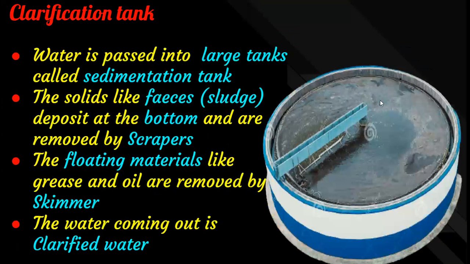The next step is clarification. This step is done by clarification tank or sedimentation tank. After the grit chamber, the water is now allowed to pass into a large tank called sedimentation tank or clarification tank. This helps in settle down of solid organic waste like feces, which sink slowly to the bottom of the clarification tank, and this is called as sludge.